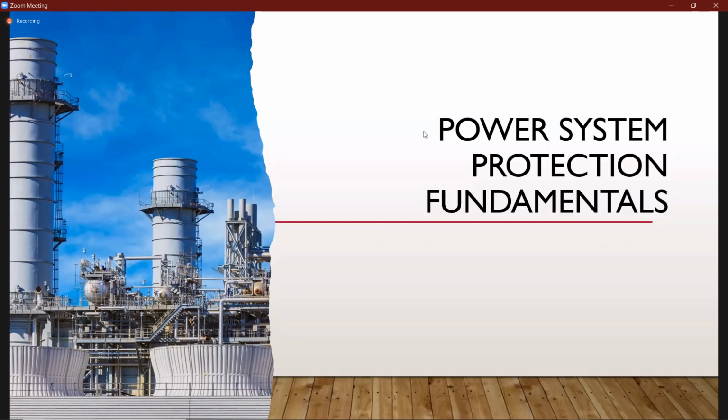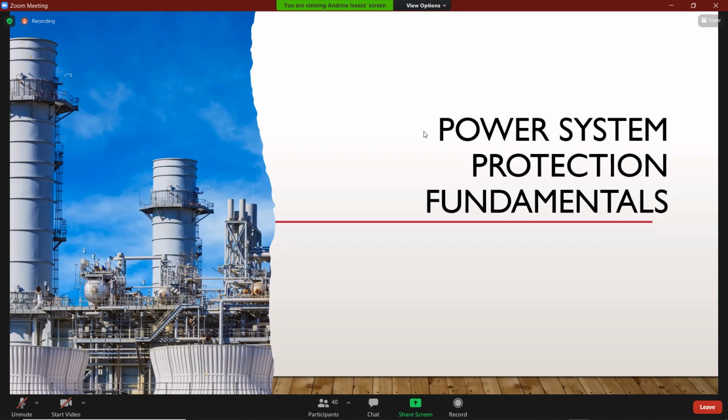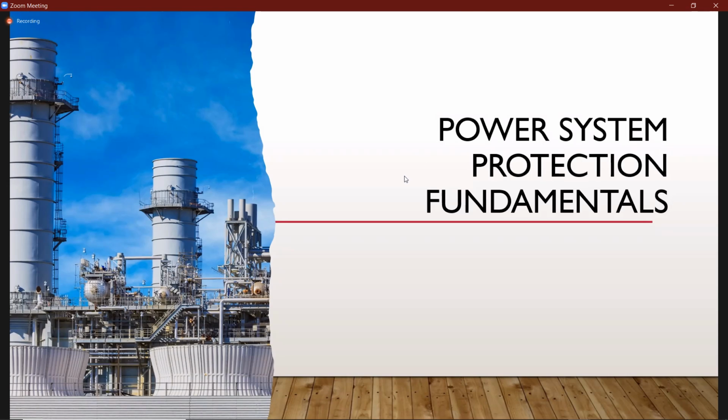All right. Now, as I said before, we are going to start looking at power system protection fundamentals. But if you look at your syllabus, you would have seen some in between substation fundamentals. You would have had under that smart grid and microgrids.